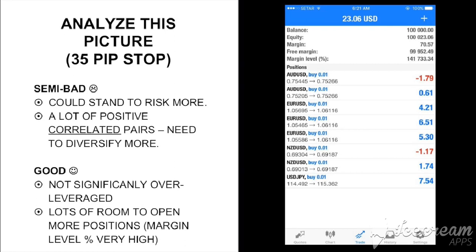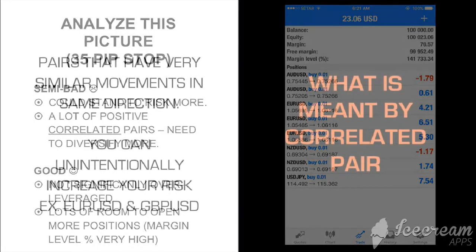If you place a sell and they go down, all of them are going to go down because they are correlated in a positive way, which means they go in the same direction. They move similar. When I move, you move. Okay? All right, you got it. All right, good. What's good? Not significantly over leveraged. Lots of room to open up more trades. Very high margin level percent.